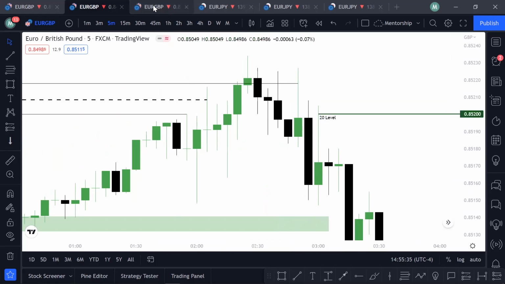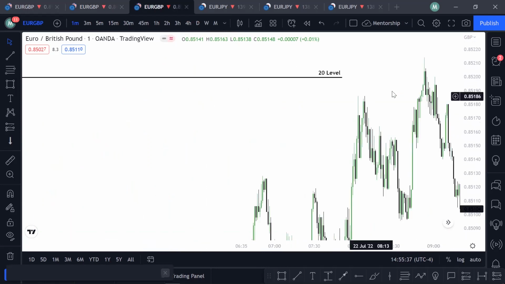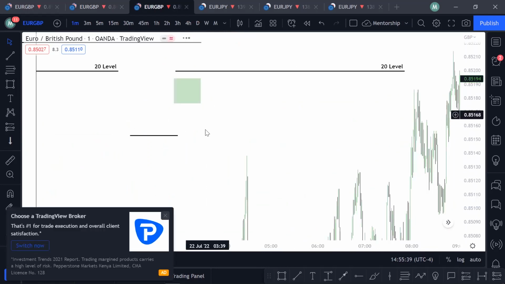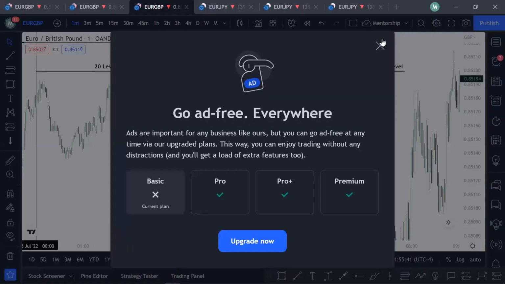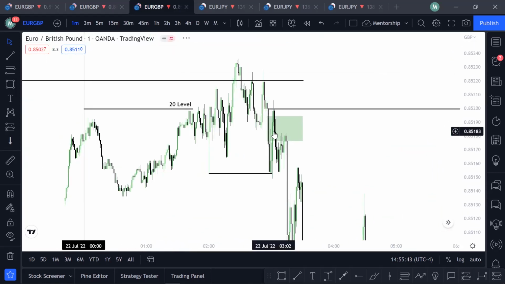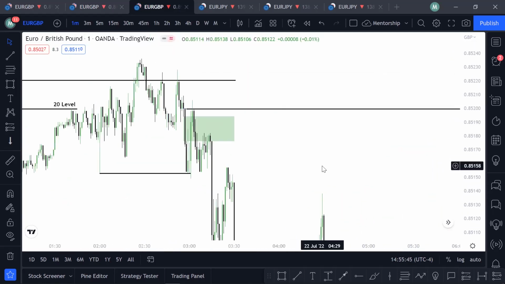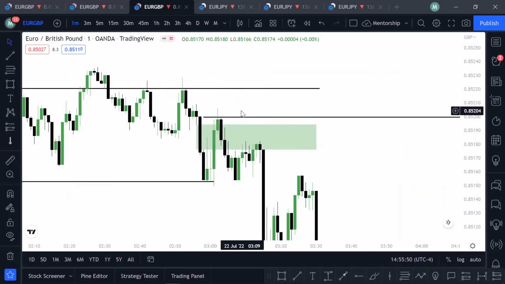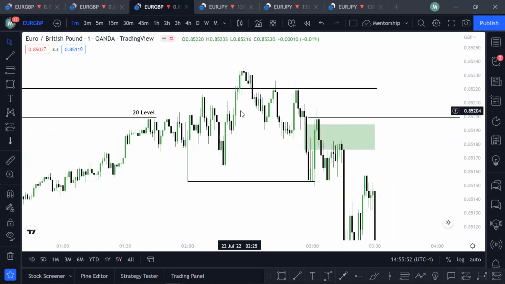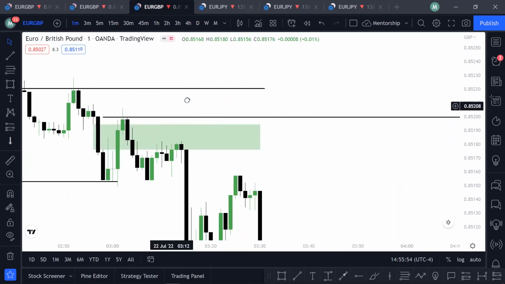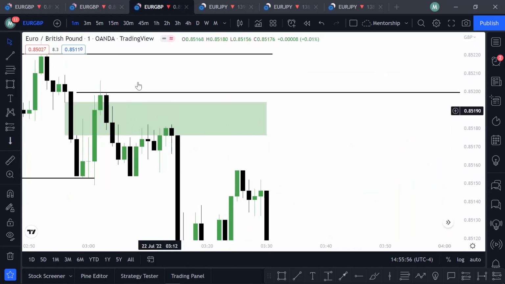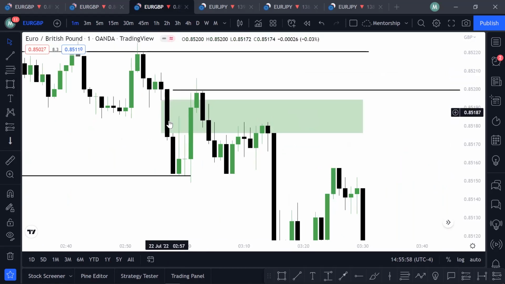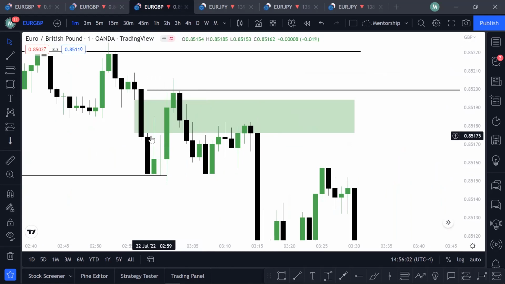Let's go to a 1 minute time frame. So this is a 1 minute time frame, and this is the 20 level right here. You're going to use higher time frames for analysis, then lower time frames for entry. So this is the other candle that sold. Okay, it sold. Then after selling, it gave us an imbalance here.